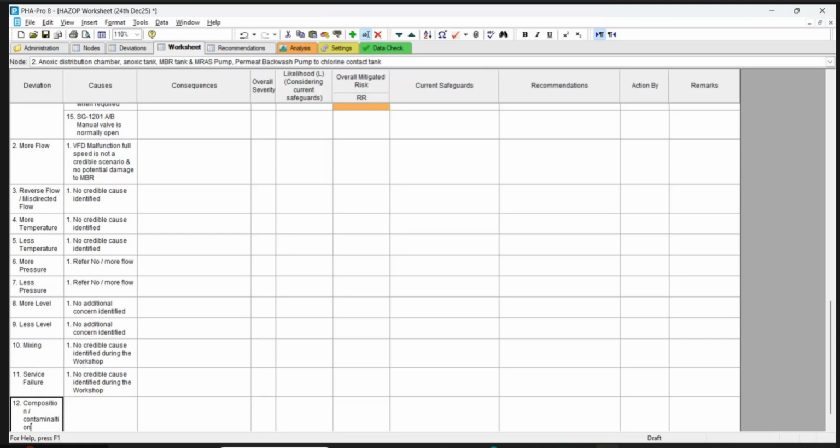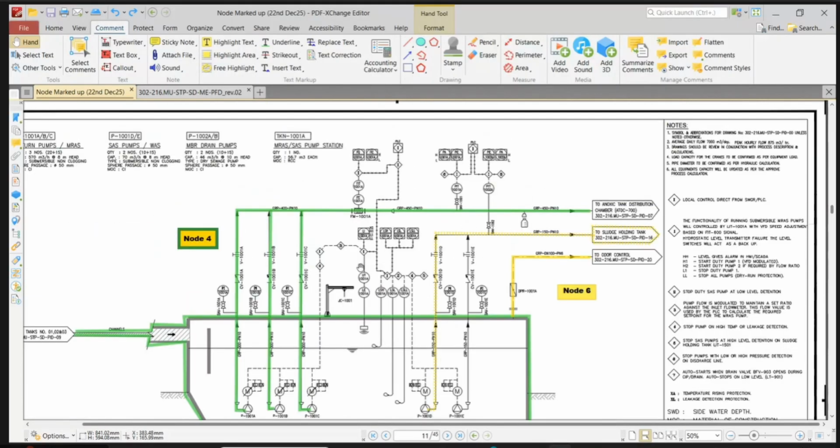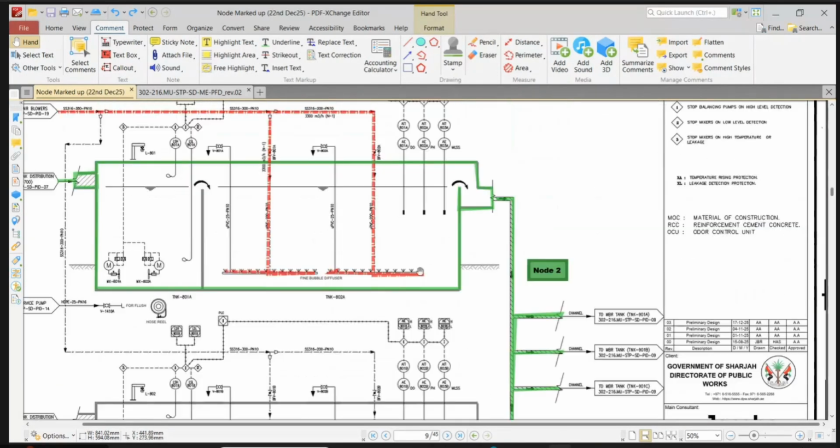Node 1 we have already done, right? The last point. Okay. What is the concern of more flow here in node 1?